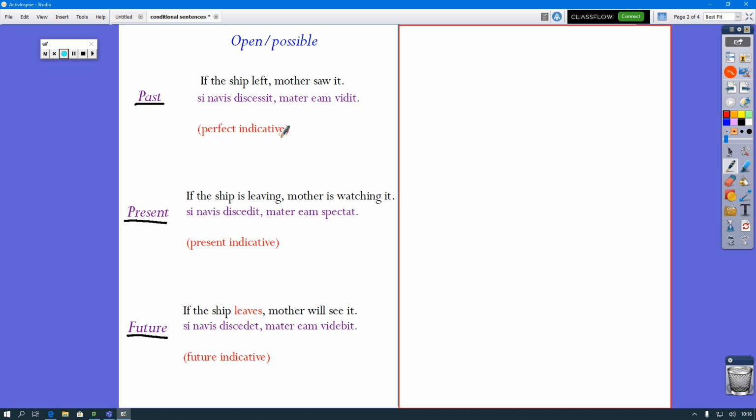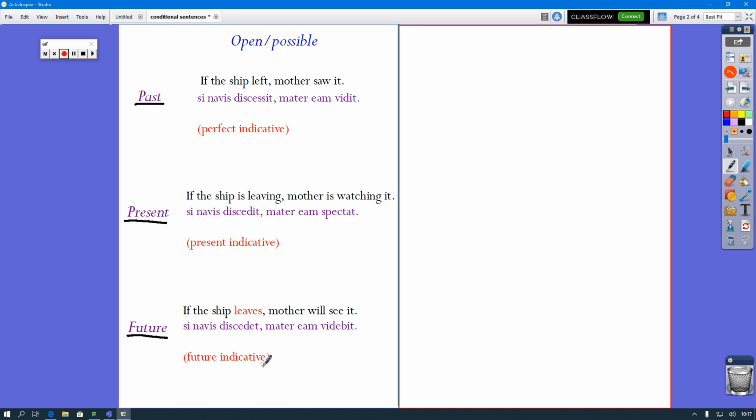And finally, and the most common of the three, the future indicative. If the ship leaves, mother will see it. It is worth noting at this point that we can see the first of the strange tenses that you find with conditional sentences. Latin says if the ship will leave, because it's the future. But in English we say if the ship leaves, mother will see it.